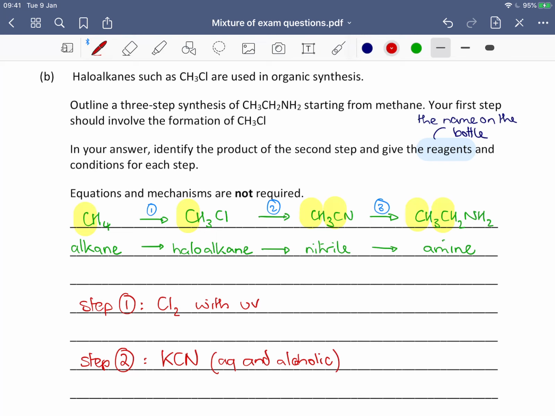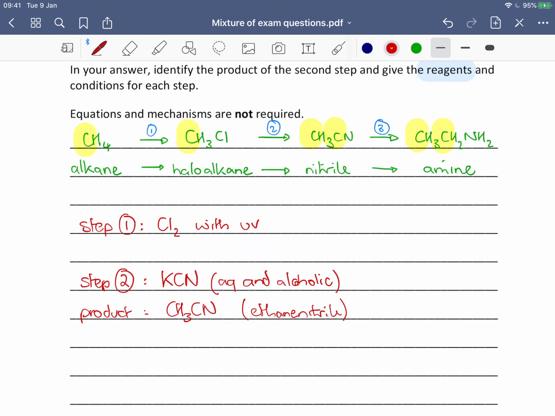And then the product of step 2, because this is the best place to put it, is our CH3CN, which is ethane nitrile. Don't forget, this is one of the nitriles where you actually include the E of the alkane part of the name. So ethane nitrile, as opposed to ethan in most other compounds where it's fully saturated. And then we have to do step 3.